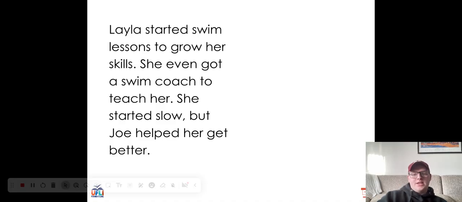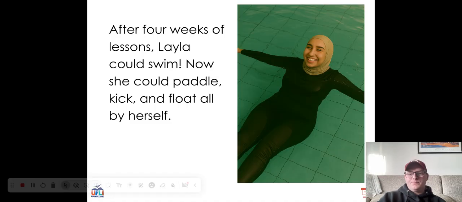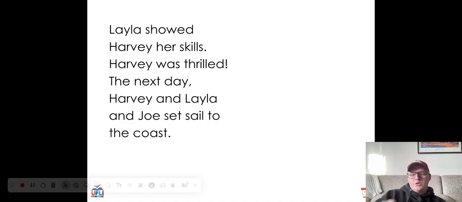Layla started swim lessons to grow her skills. She even got a swim coach to teach her. She started slow, but Joe helped her get better. After 4 weeks of lessons, Layla could swim. Now, oh, that's an OW, but not an O sound. Now she could paddle, kick, and float all by herself. Layla showed Harvey her skills. Harvey was thrilled. The next day, Harvey and Layla and Joe set sail to the coast.